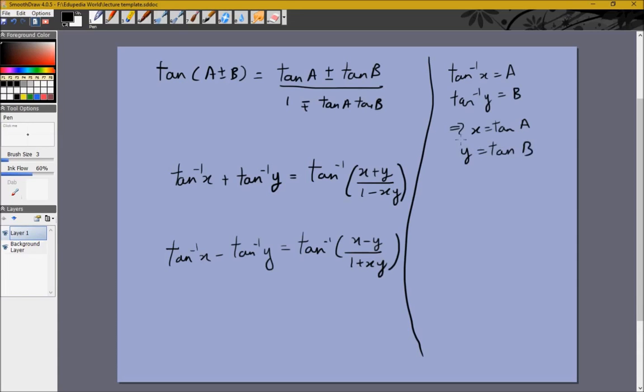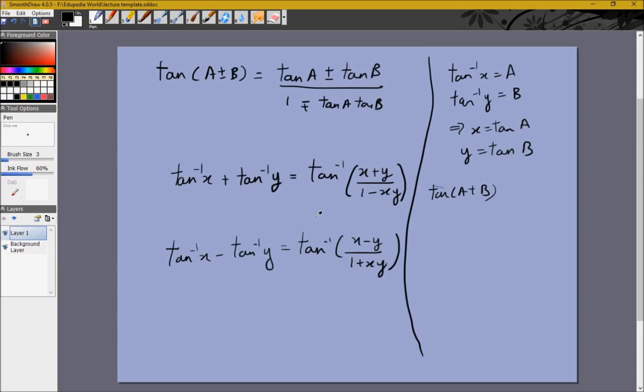Right. And now we can just look at this side. This is basically a plus b. So you take the tan of that, you'll get tan of a plus b, which you know is equal to tan a plus tan b by 1 minus tan a tan b. So that will be equal to x plus y by 1 minus xy. Right. Similarly, you can do for the other one.